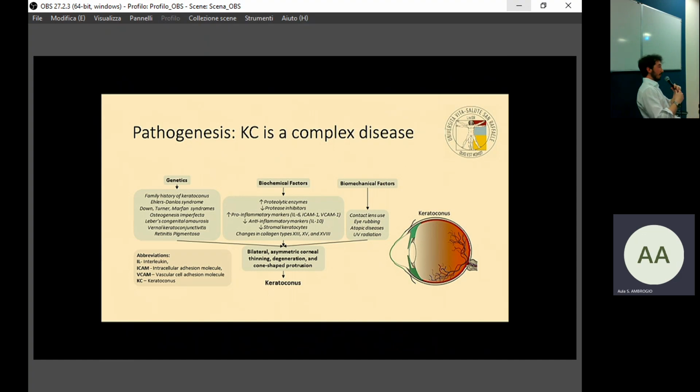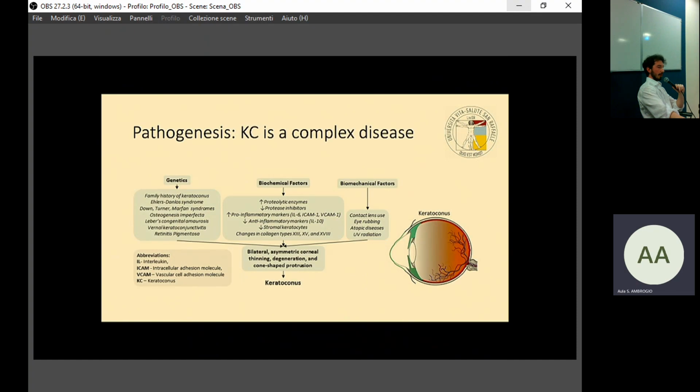So as we said before, complex disease. We have genetics, we have biochemical factors, but also we have environmental factors. In particular, we have to mention different factors like atopy. In fact, it has been known that there is an interesting association between keratoconus and other autoimmune and immune-mediated diseases, like Hashimoto thyroiditis, for example, and also UV exposure, for example, and eye rubbing. So eye rubbing has been associated with an increase of the risk of developing keratoconus.